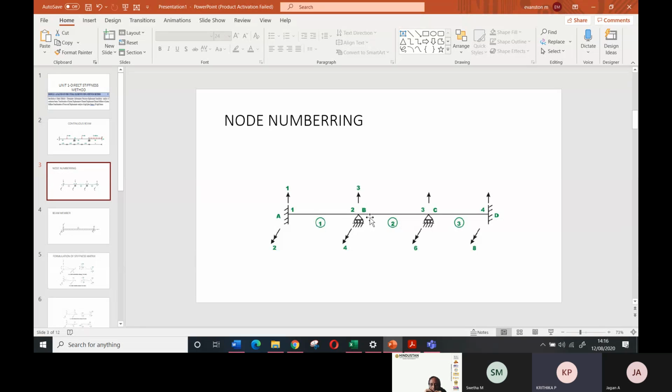Then vertical translation. Simply supported: if you hold a scale with the finger, it is not allowed to deflect downward at the end, so it is restrained. Roller support and simply supported are, as far as the beam is concerned, the same. Vertical translation is restrained, while horizontal translation and rotation are not restrained. Very good.